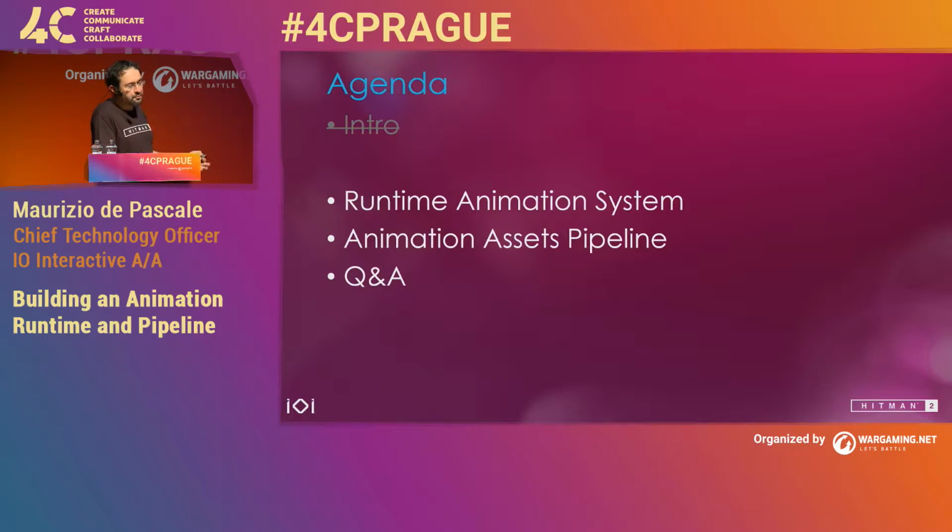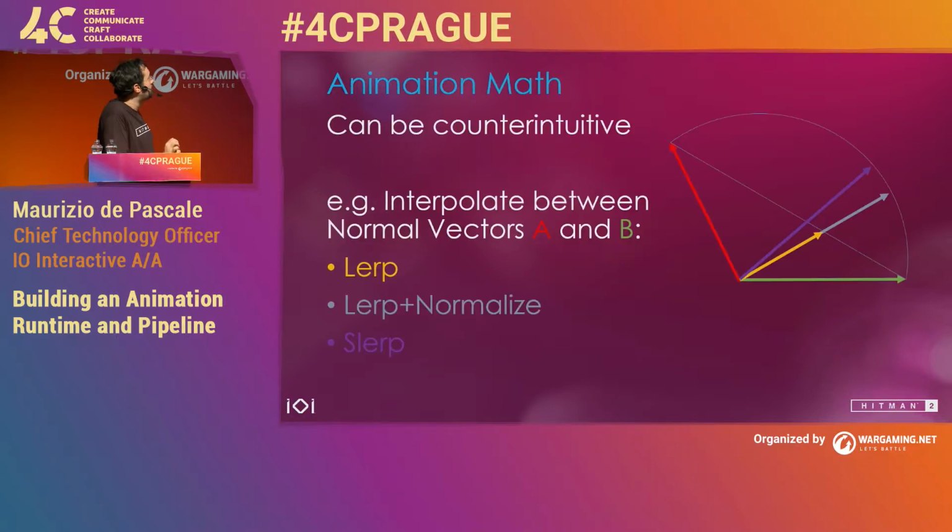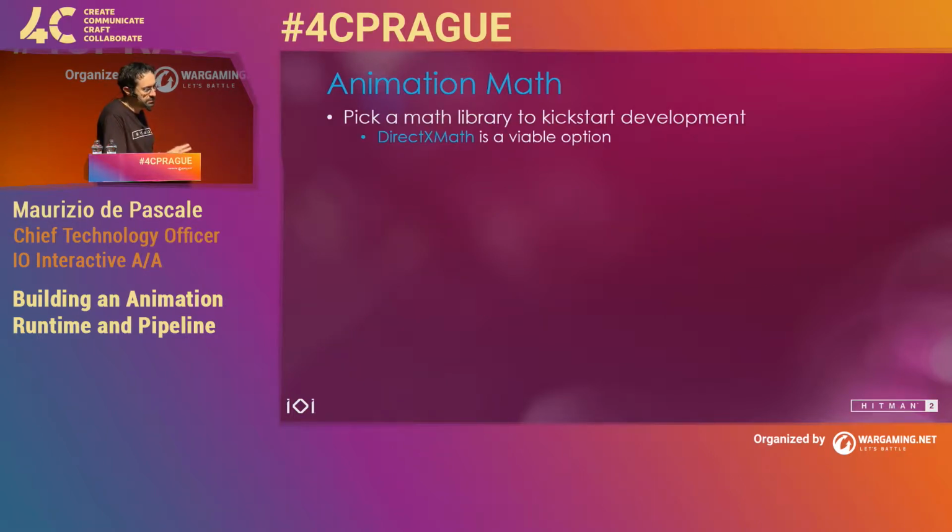So I'll take for granted basic concepts from animation, of course, but just want to begin with some very quick tips on animation math. Animation math can actually be a little bit counterintuitive sometimes. This is a common example, right? This is showing that interpolating direction doesn't really work like interpolating positions, even though we represent both as vectors. If you have a background in rendering, then you pretty much cover it. Otherwise, just make sure that you double check some book about basic geometry.